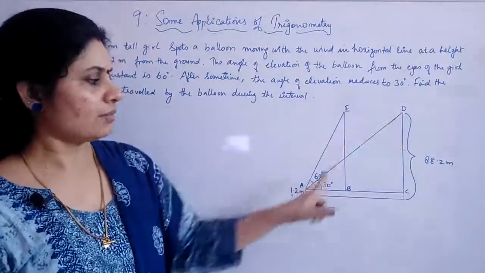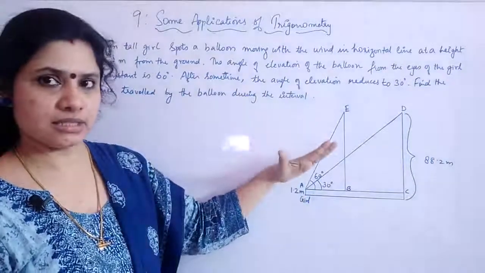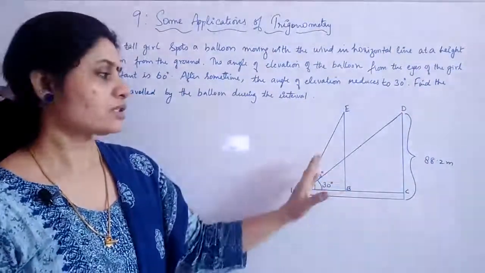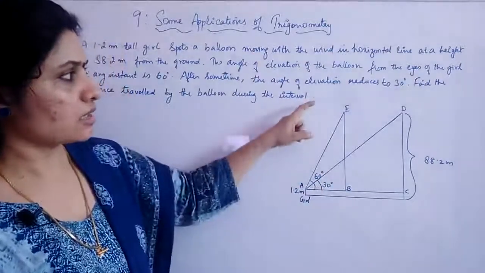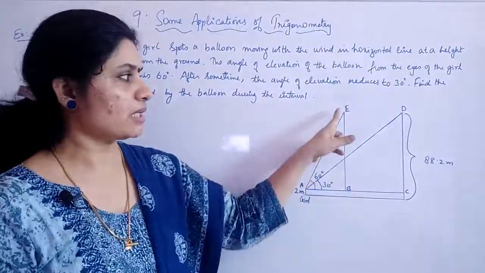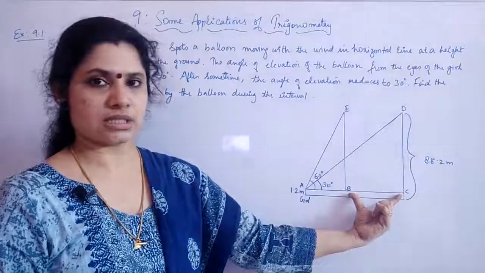So at that time, the angle of elevation will also change, because it was like this and it will change like this. That is, it is coming closer to the horizontal, or to the x-axis. So the angle will be reducing only and it becomes 30 degrees. And at that time, what is the distance traveled by the balloon? That means from E to D it is moving. That is, you have to find out this distance.